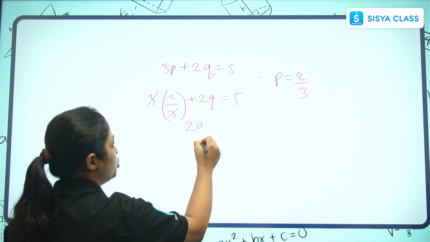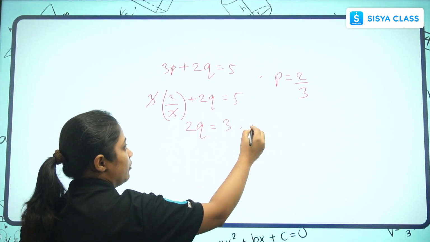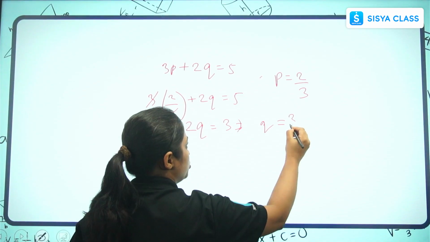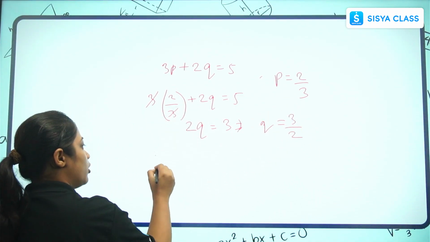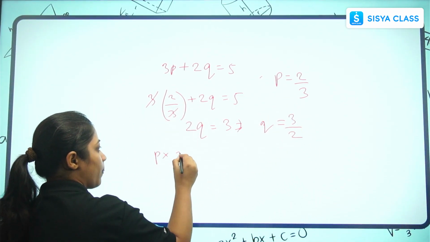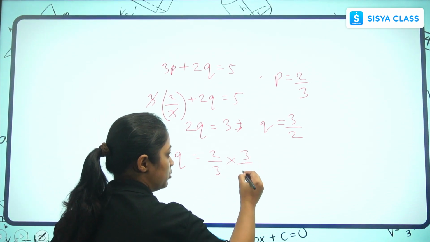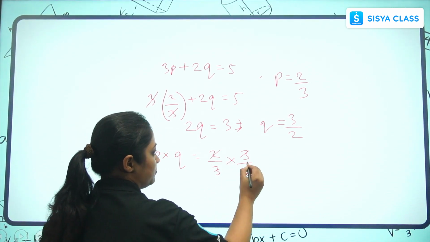You will get 2q equal to 3, and the value of q is 3 upon 2. Now what is the product of p and q? It is 2 upon 3 into 3 upon 2. So it is 1.